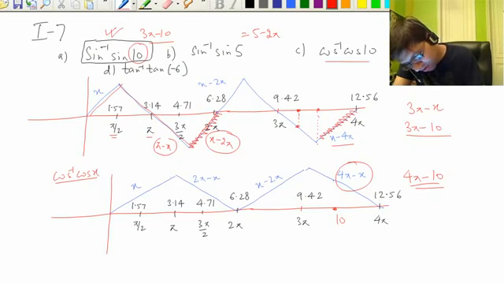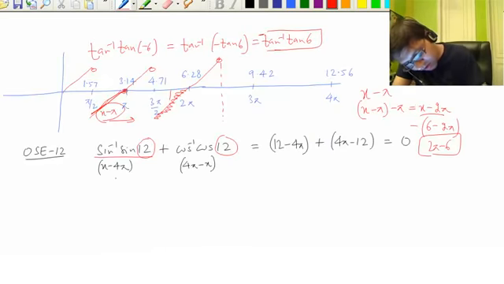Same here. 12 is here, right, somewhere here. The definition is 4 pi minus x. One definition is x minus 4 pi, another is 4 pi minus x. X minus 4 pi means 12 minus 4 pi, and 4 pi minus x means 4 pi minus 12. So it is 0.